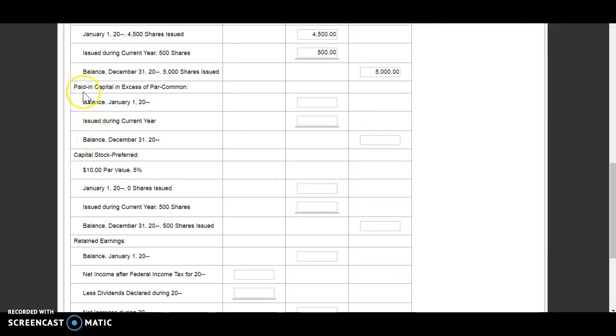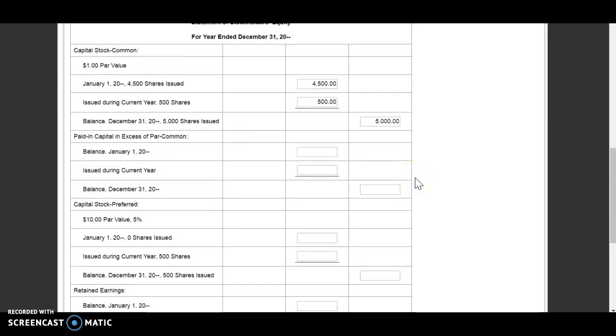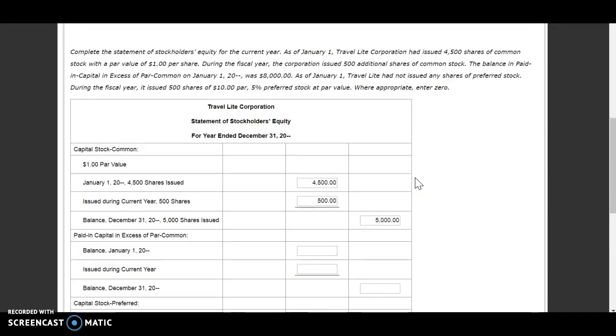All right, moving on. Our next section is our paid-in capital in excess of par common. It says our balance on January 1st is the first thing that we're going to fill in. So we need to go up to our directions to fill in what our balance on January 1st is of paid-in capital in excess. So here is that section. That was $8,000 they're telling us. And then it says issued during the current year.